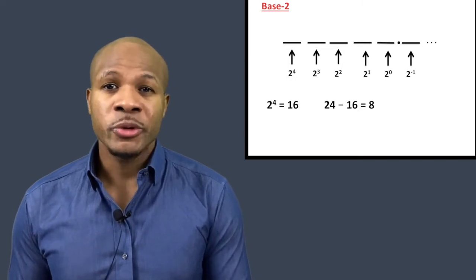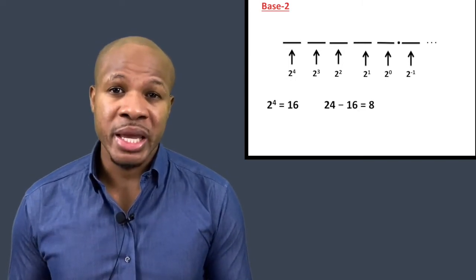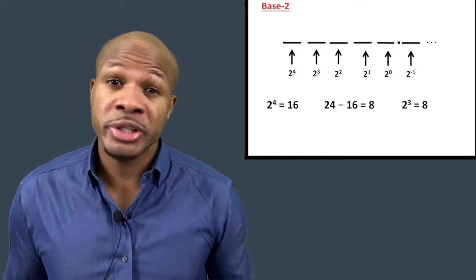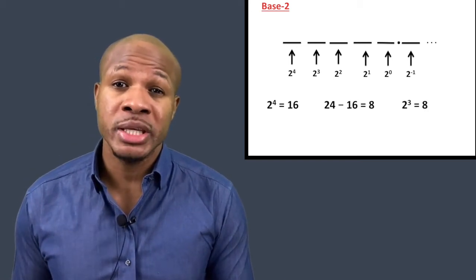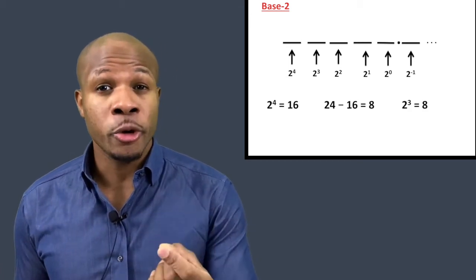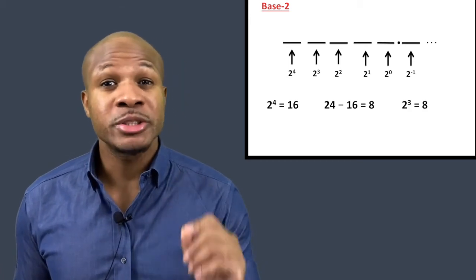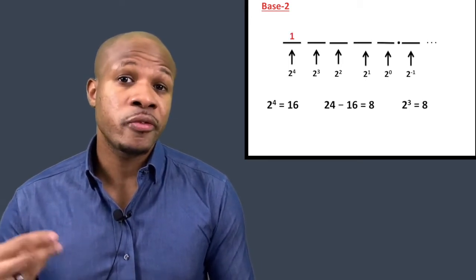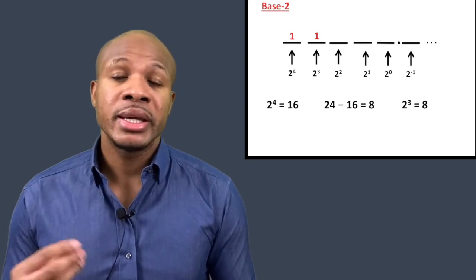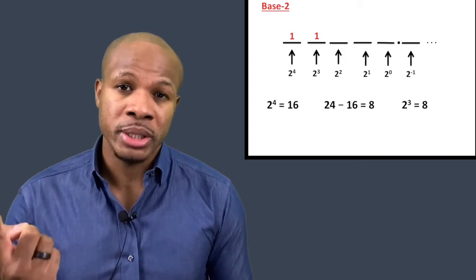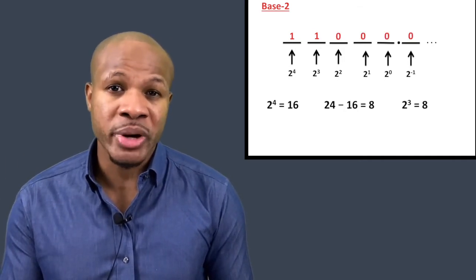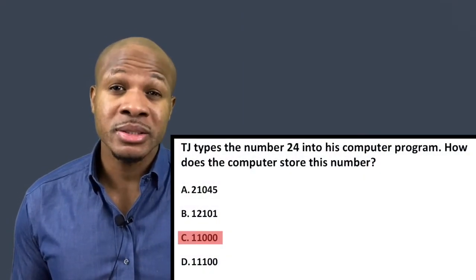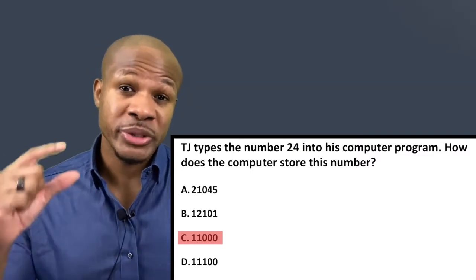Okay, now we do the same thing. What order of magnitude is 8 in terms of powers of 2? 2 raised to the power of 3 equals 8. So we're done, right? Because the number 24 is going to be equal to 1 times 2 to the 4 plus 1 times 2 to the 3. So the slots that will be filled in our number will be the slots 2 to the 4 and 2 to the 3. Each one of those slots will be filled with the number 1 because we have one of each of those powers, right? So this number looks like 11,000. To a computer, 11,000 is 24. So the answer is C.